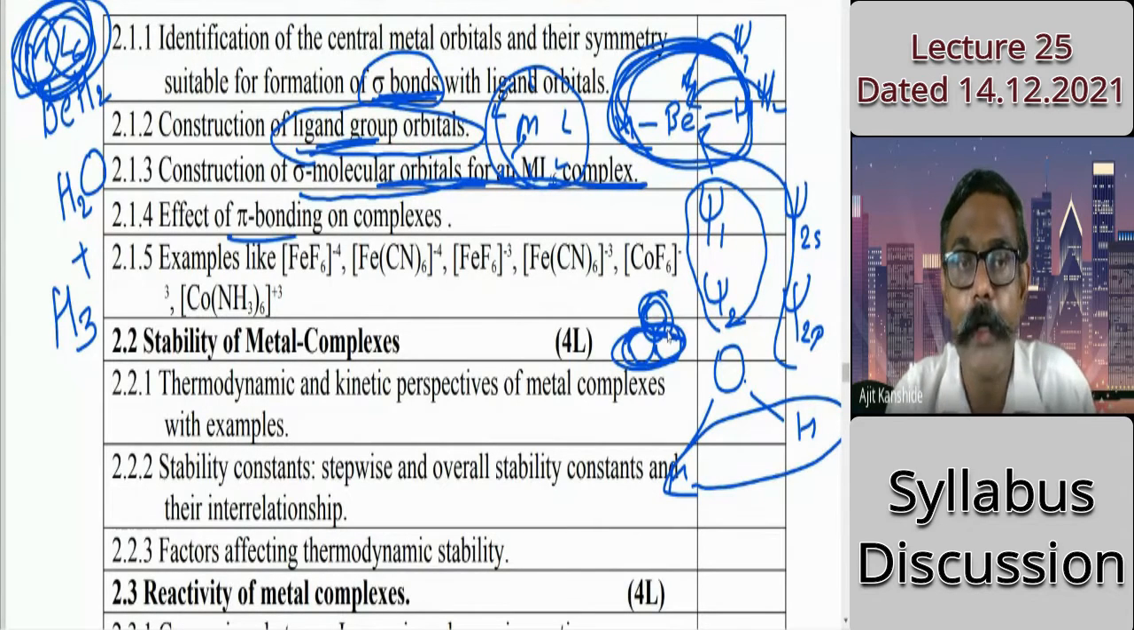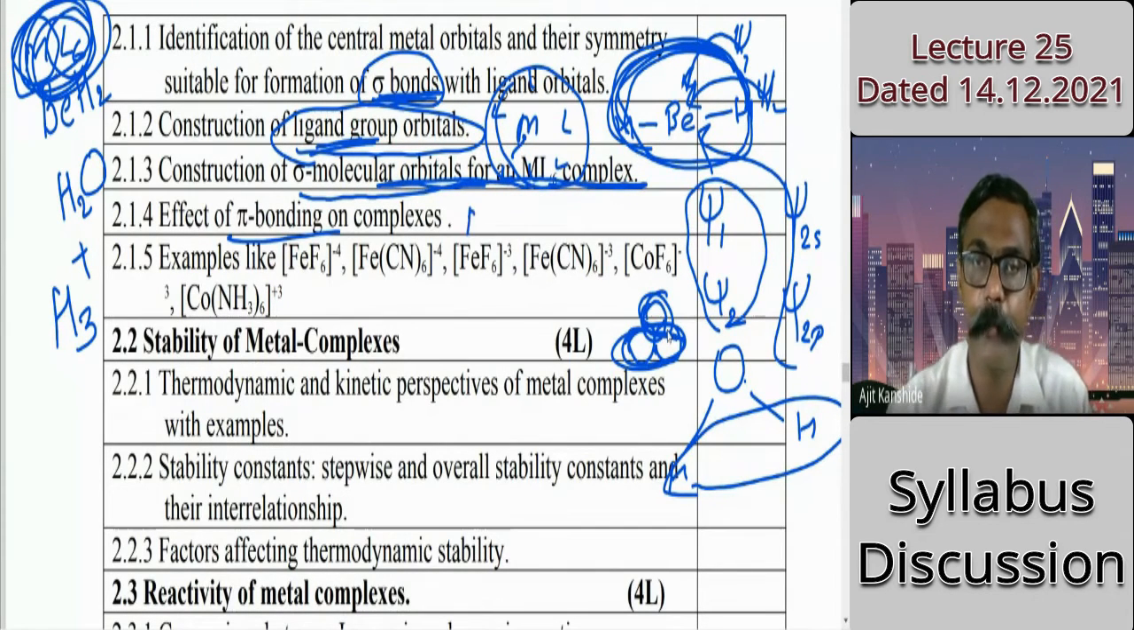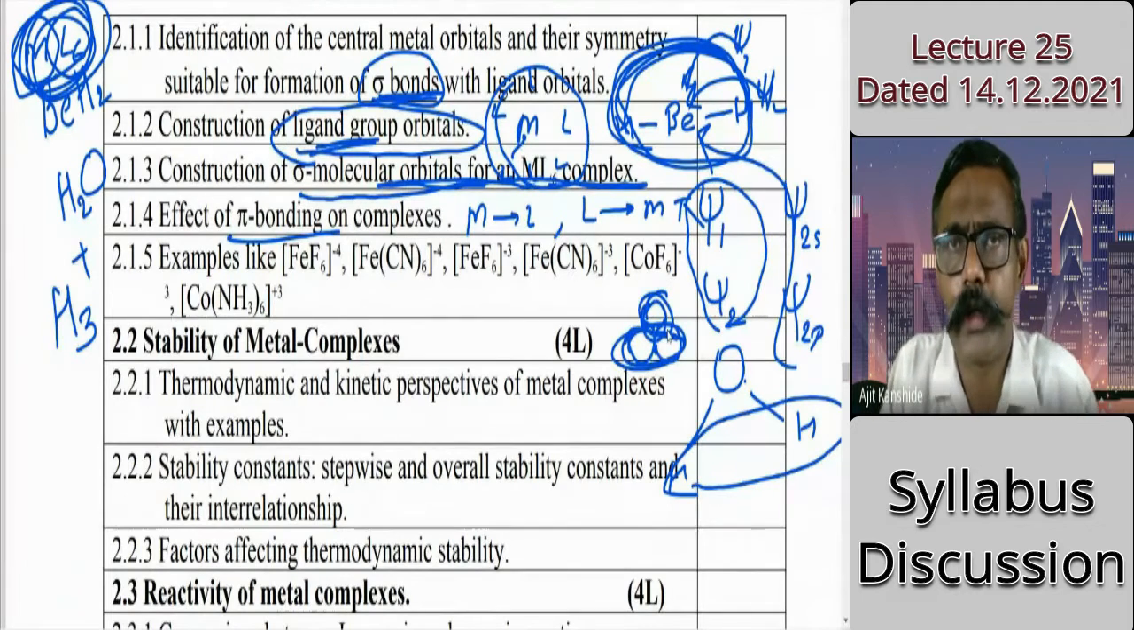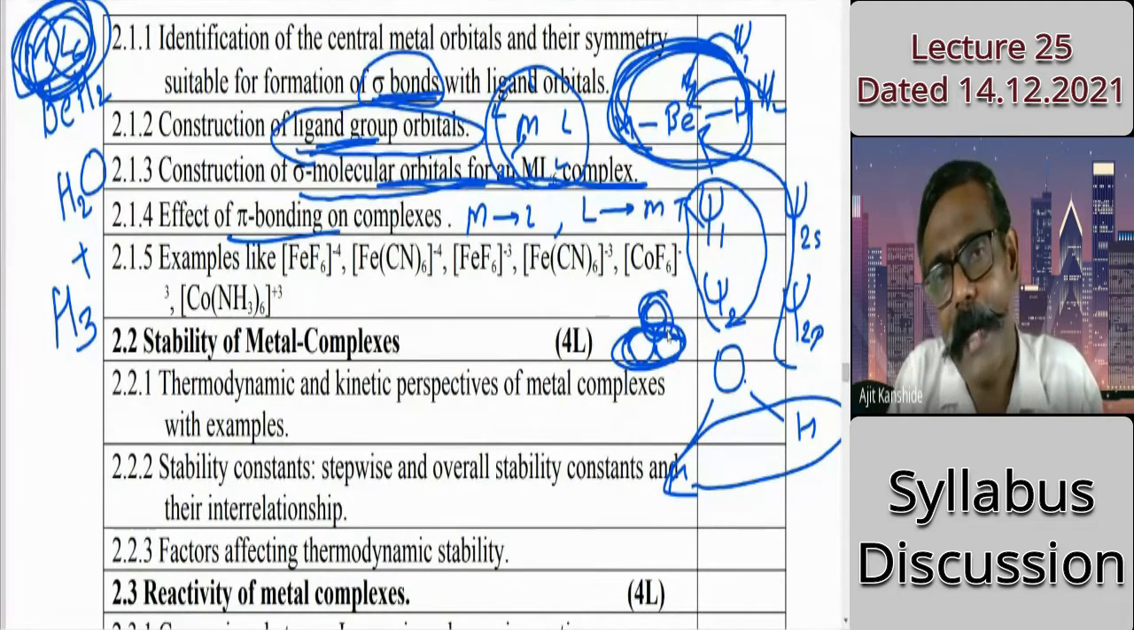And then pi bonding. Two kinds of pi bonding are there. One is M to L pi bonding and the other is L to M pi bonding. So what is that? When does it occur? What are the consequences of that? That we will come to know.